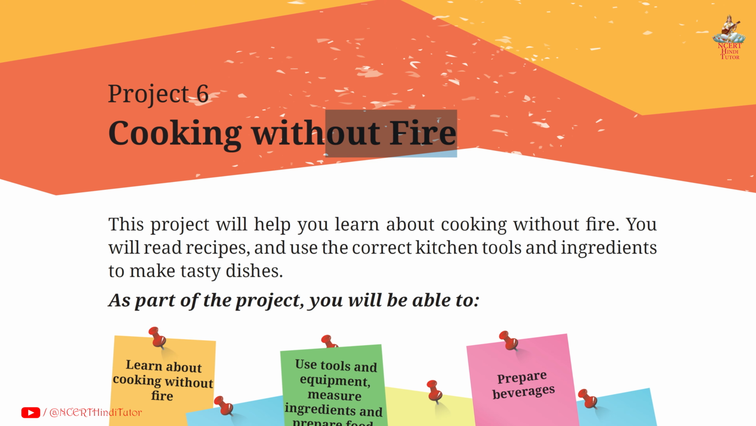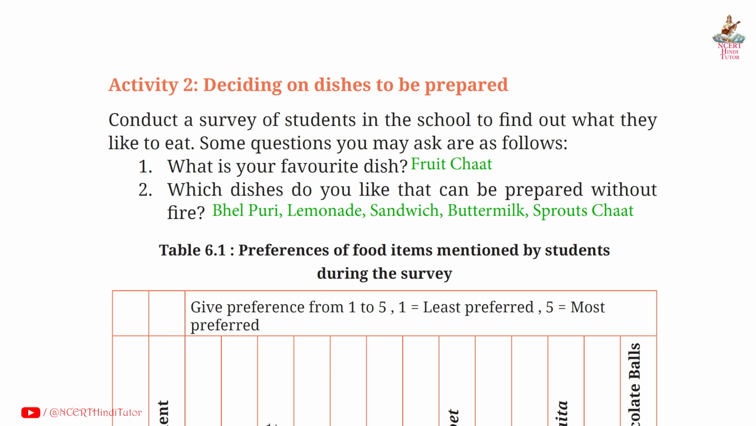Project 6 Cooking Without Fire, question answers from Grade 6 subject Vocational Education, book Kaushal Bodh. Page 138. Question 1. What is your favorite dish? Answer: Fruit chaat. Question 2. Which dishes do you like that can be prepared without fire? Answer: Bhel puri, lemonade, sandwich, buttermilk, sprouts chaat.